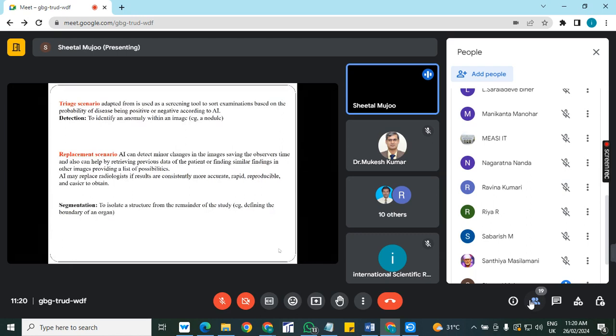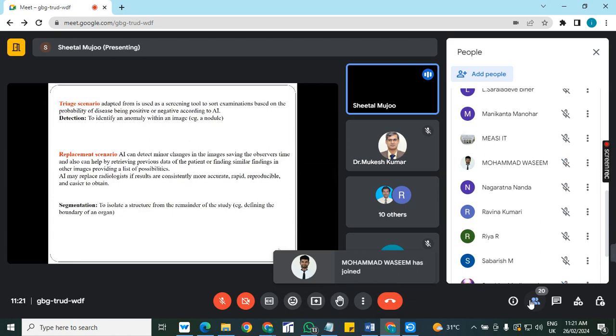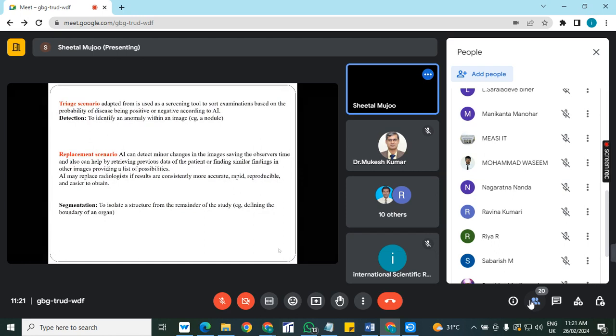Replacement scenario. AI can detect minor changes in images, saving the observer's time, and it can also help by retrieving the previous data of the patient, or finding similar findings in other images, providing a list of possibilities. Because this is a replacement scenario, that means it is replacing the radiologist. To some extent, yes, but it cannot replace the radiologist completely, definitely not. AI is not meant to replace the human completely, but to some extent it can help the radiologist even if he's not there. Still, depending upon the patient findings, it will give you the list of possibilities of the disease the patient could have. AI is consistently more accurate, more rapid, reproducible, and easier to obtain.